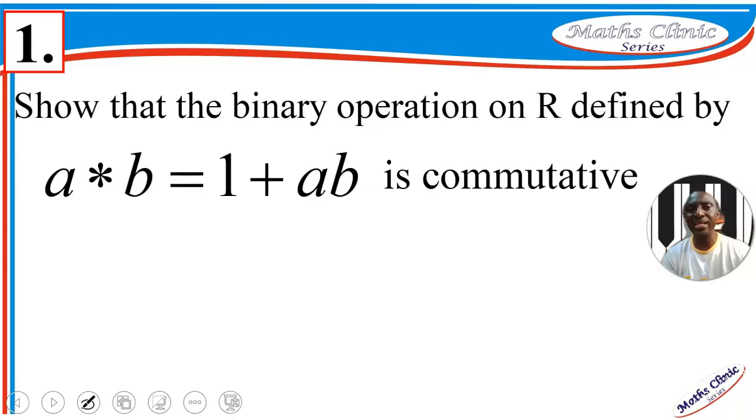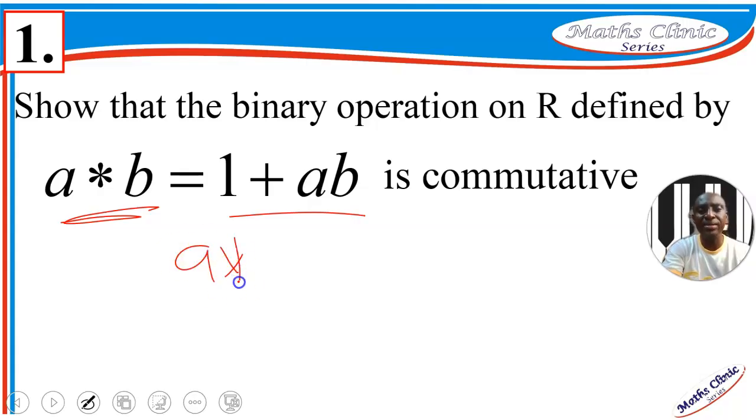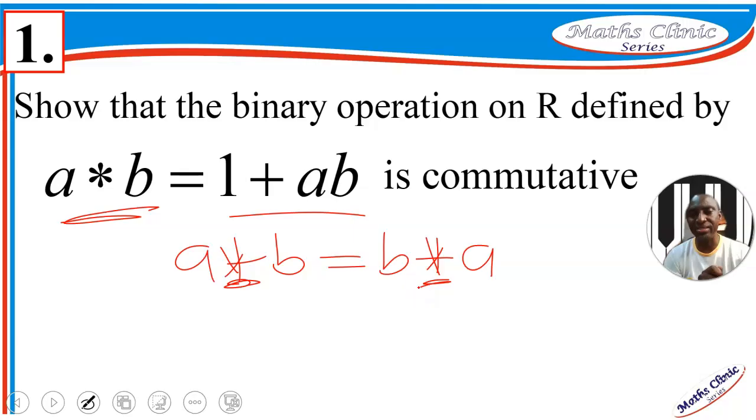Here, I want to show that the binary operation R defined by this, A star B, is commutative. How do we prove this? We know that for A star B to be equal to B star A, that means the operation star is commutative.